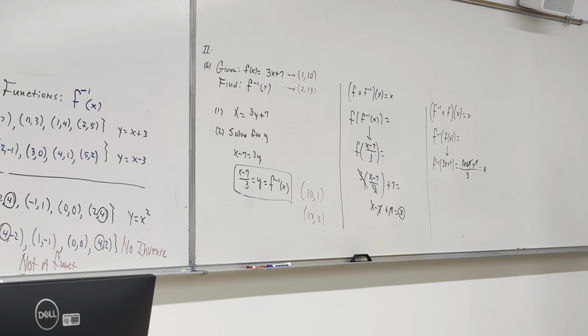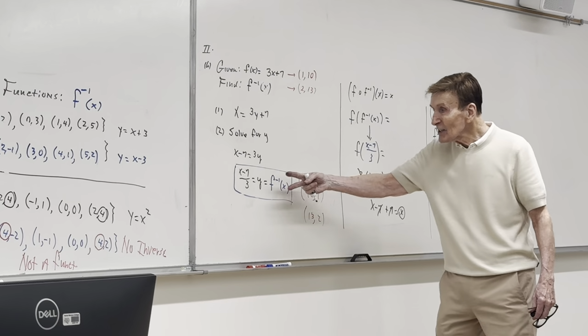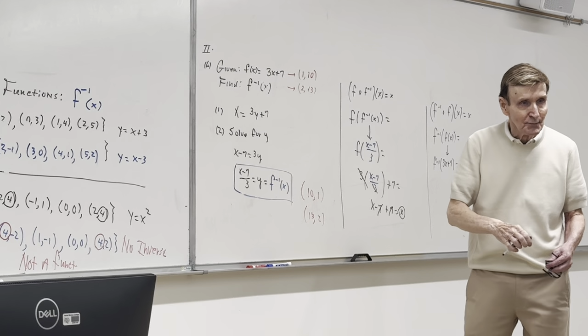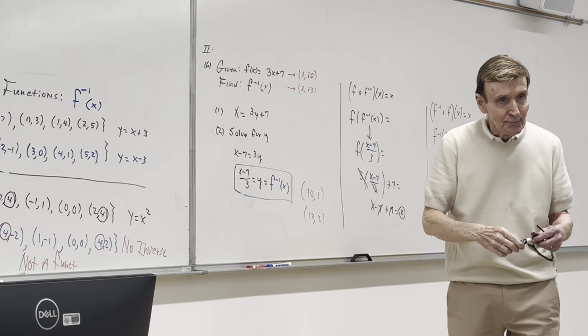Yes or no? Did I end up with an x in both directions? Yes. I'm guaranteed then, in math, unless something crazy happens, that this is guaranteed to be the inverse of that f of x function. It's always going to work.